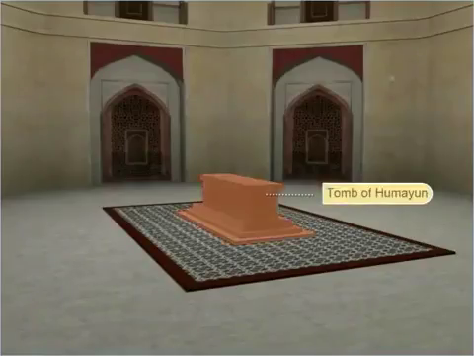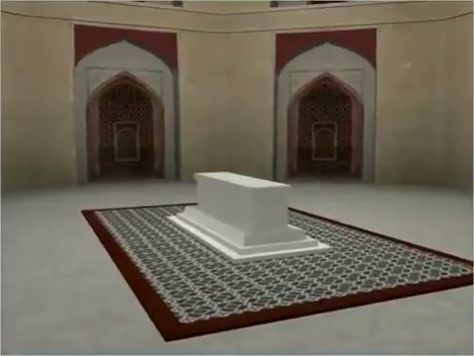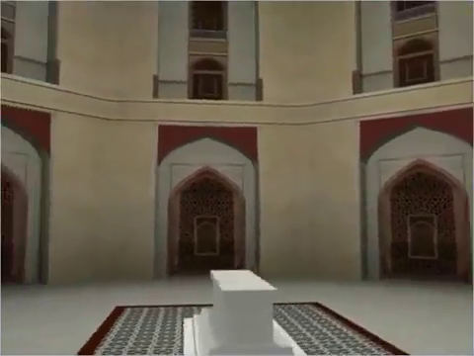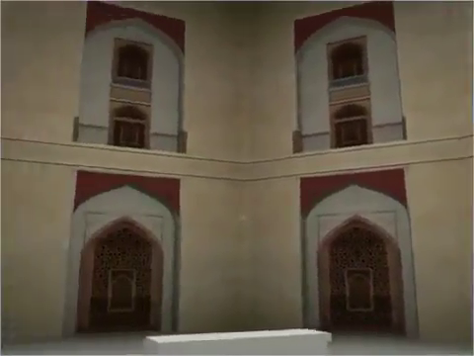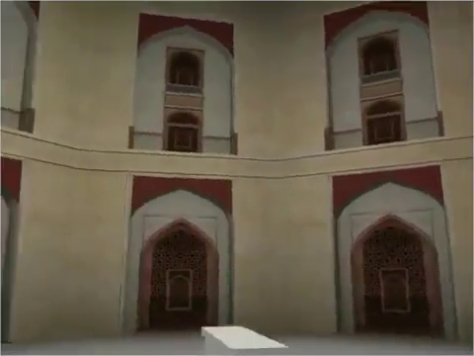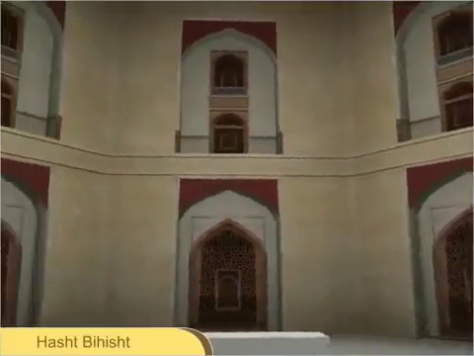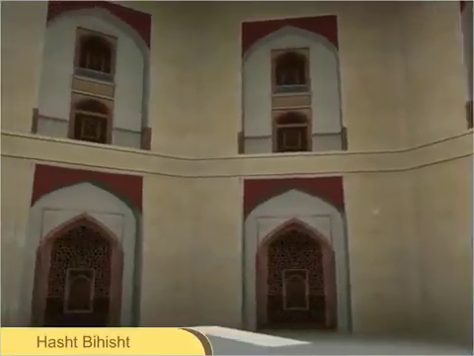The tomb of Humayun is placed in the central hall of the building and is surrounded by 8 rooms. The architectural plan of the building is based on the principle of Hasht Bihisht, literally meaning 8 paradises.